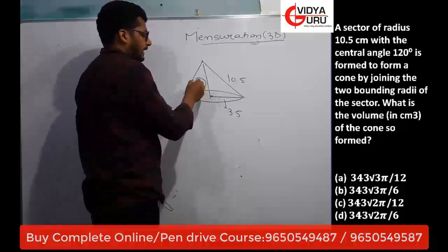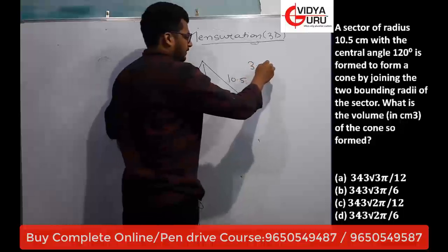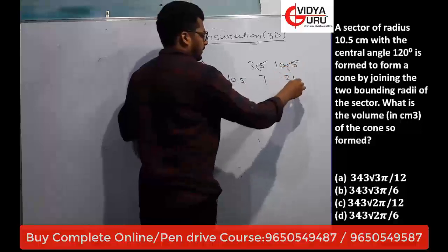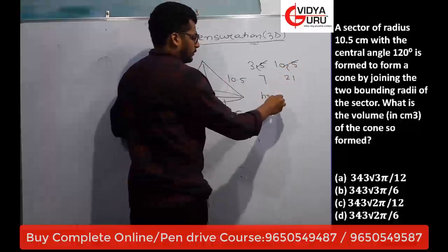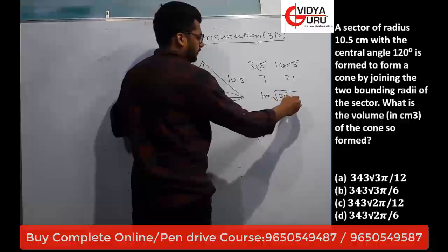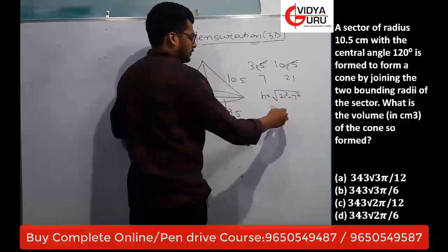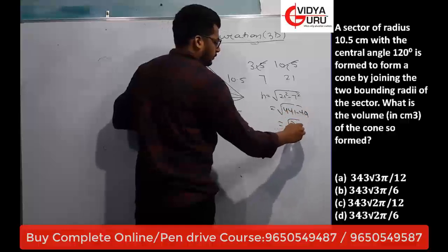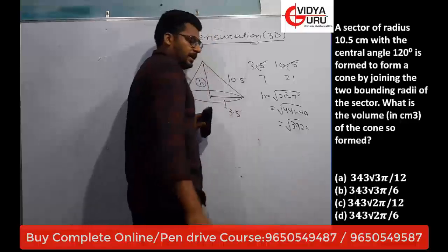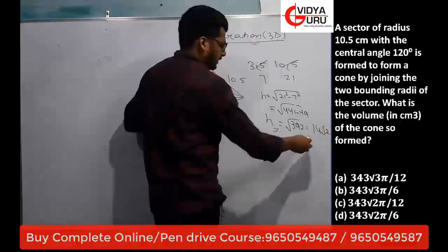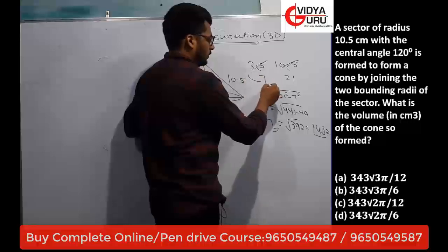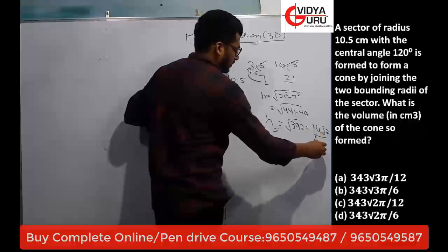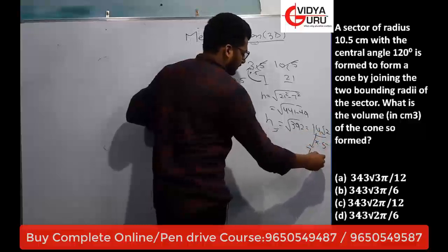To find the height, if I take the ratio 3.5 to 10.5, the ratio will be 1:3, that is 7:21. So the height will be equal to the square root of hypotenuse square minus radius square. It will be equal to 441 minus 49, which is root 392, which can be written as 14 root 2. But according to this ratio, 7 corresponds to 3.5, which is 0.5 times. So this 14 root 2 will be 0.5 times, that is 7 root 2.